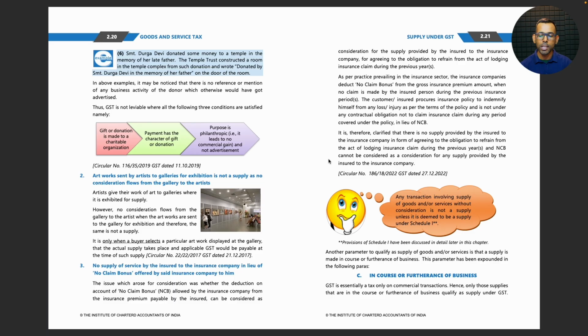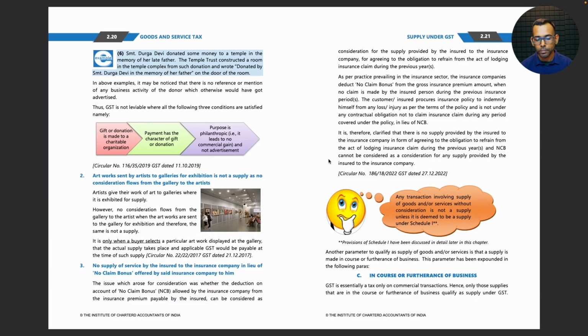Okay. So just because you want to host your artwork in a gallery, that is not a supply. Okay, it's been clarified like that. After being hosted, let's say a person is interested, a viewer is interested, he wants to buy, then it will become sale of good, then it will be a supply.